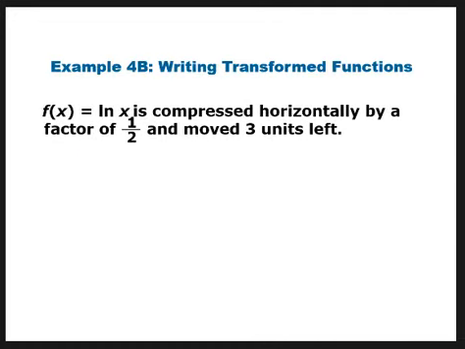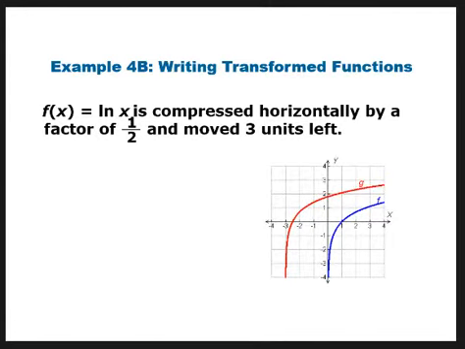Here's another example, and I'm going to go ahead and graph this just because it'll help us take a look at what's really going on. Our parent function is the natural log of x. It's compressed horizontally by a factor of 1/2 and moved 3 units to the left. If we start with our parent function and say it's compressed horizontally by a factor of 1/2, remember, if you're compressing something, you put 1 over whatever your factor is in with the x, and then it's going to be moved 3 units to the left.